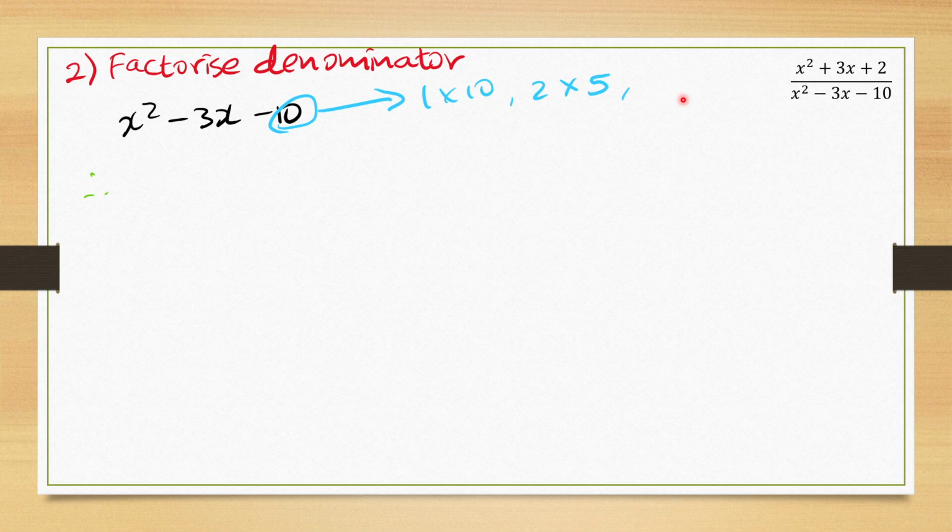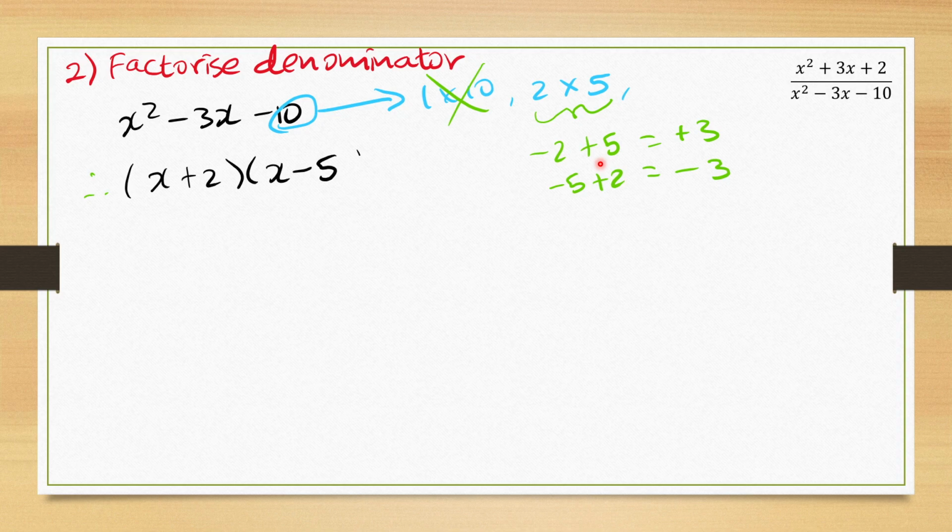So since we know what we're going to do, we're going to remove this and stick with this one. So minus 2 plus 5 is positive 3. Or if we have minus 5 plus 2, that's negative 3. When comparing these values to this value, what we need is negative 3. So these are the factors that we're going to use. Using these factors, we know that the full factorized form is x plus 2 and then x minus 5. These are the full factorized brackets.